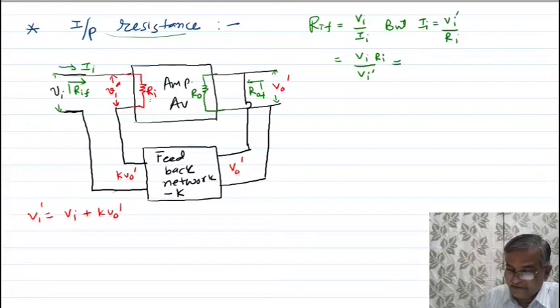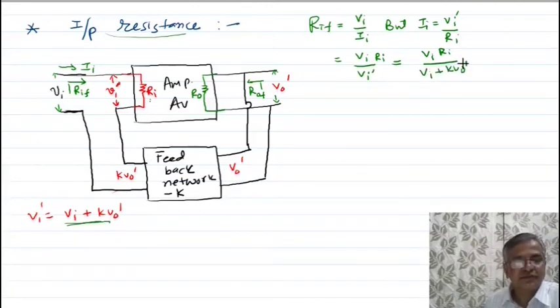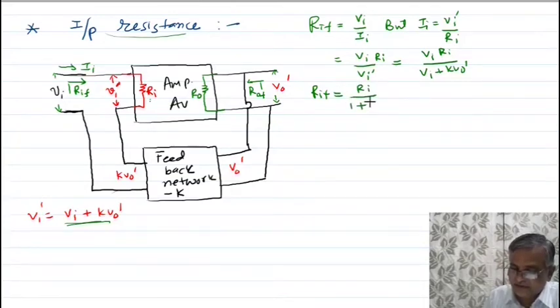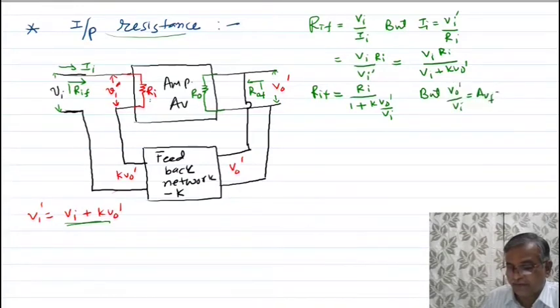So I can write Ri upon Vi dash. What is Vi dash? See here, what is Vi dash? This: Vi plus KVo dash. So I can write the effective input resistance with feedback, after feedback, as Ri upon 1 plus K Vo dash by Vi. But Vo dash upon Vi is nothing but the gain of the amplifier with feedback, and you already know this equation: Avf = Av upon 1 minus KAv.